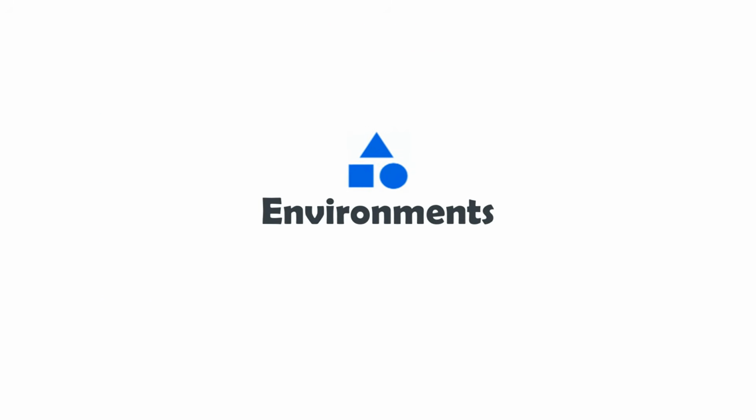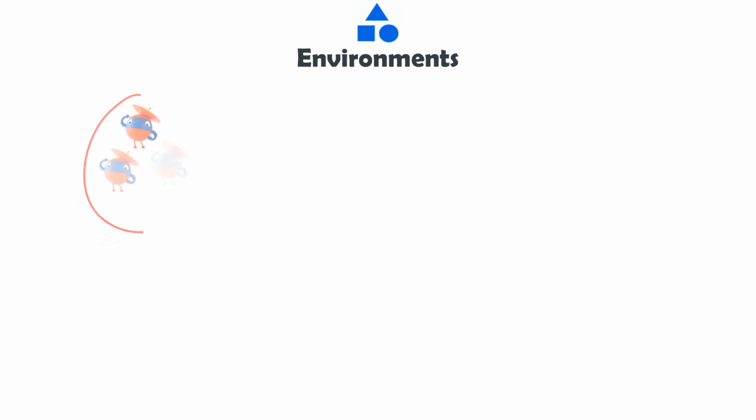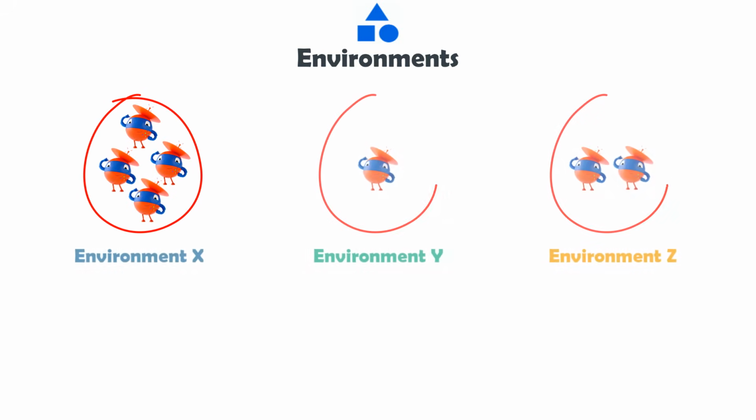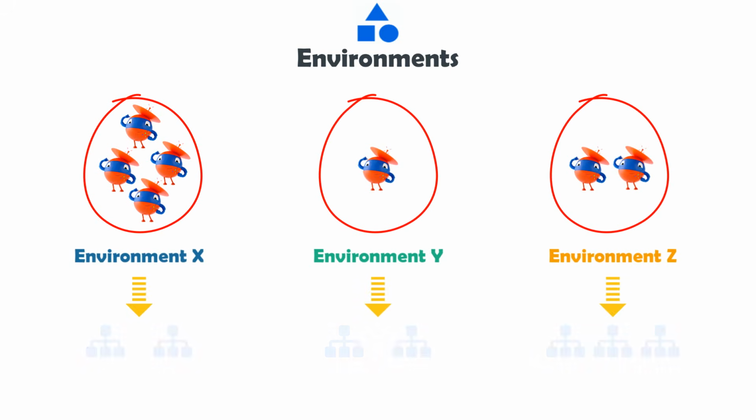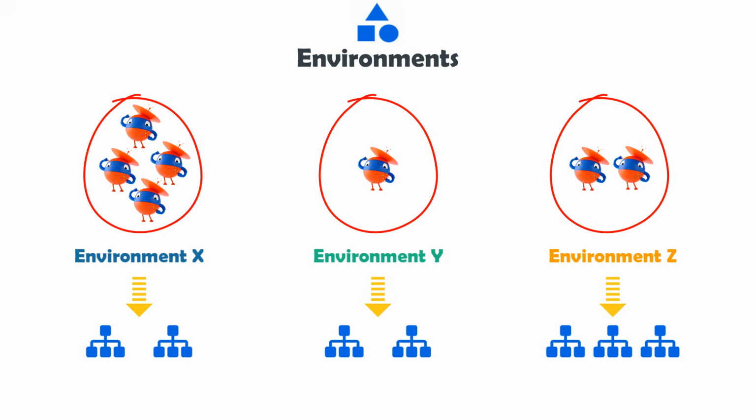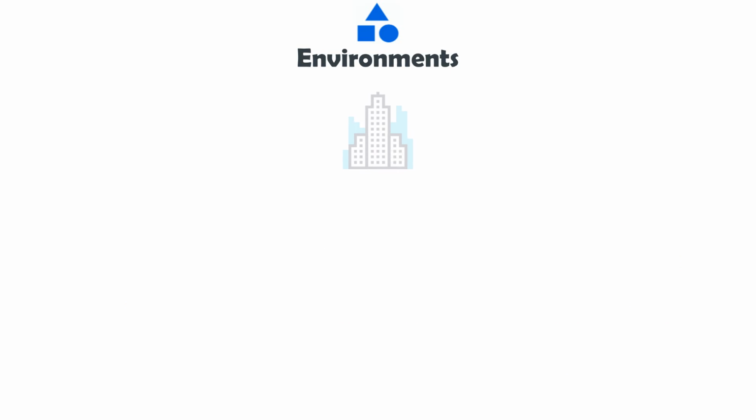It's environments. An environment is a grouping of robots that is used to deploy processes. This means each environment contains at least one robot or more. Each robot in this environment has access to each process in this environment. Let's explain the environments using an example. We have a department. In this department we have different teams.